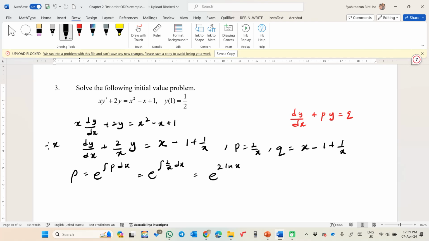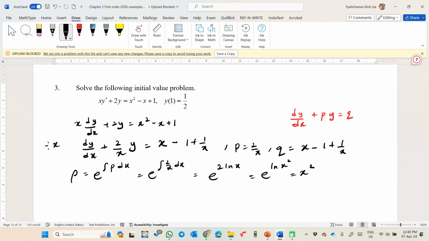Once again, we can eliminate exponent and ln, but we need to bring the 2 into the power of x. Rewrite this as x power of 2. Remember that if we have any coefficient, any constant or any function before ln x, we need to bring it as the power if we want to eliminate exponent and ln. Remember that. So exponent and ln now becomes x.